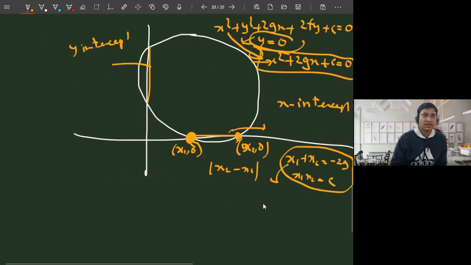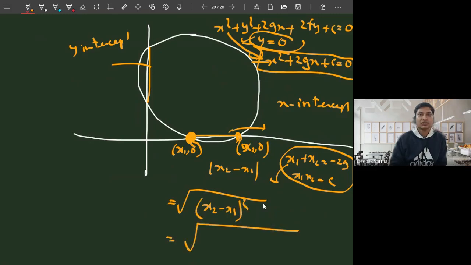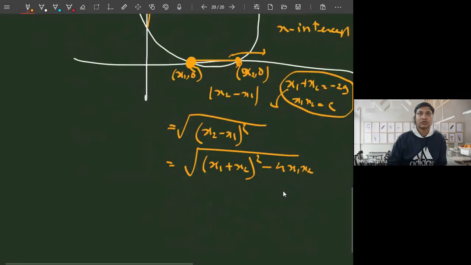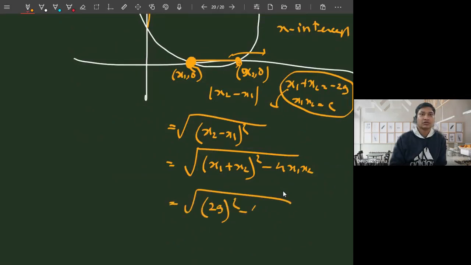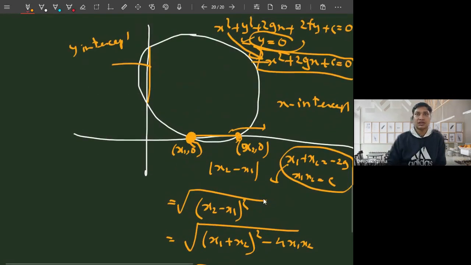So let me give you the idea. x2 minus x1 is nothing but root over (x2 minus x1) whole square, which you can write as root over (x1 plus x2) whole square minus 4 x1 x2. If you simplify, you get twice g whole square minus 4 into c. Ultimately, if you simplify, you get g square minus c. So from this, the x-intercept made by the circle is 2 times root over g square minus c.